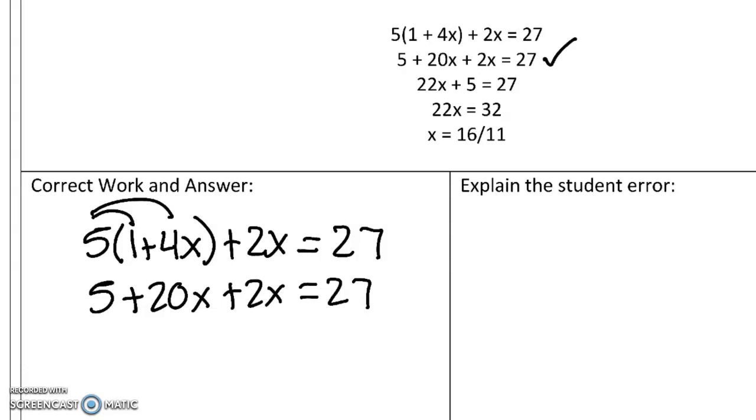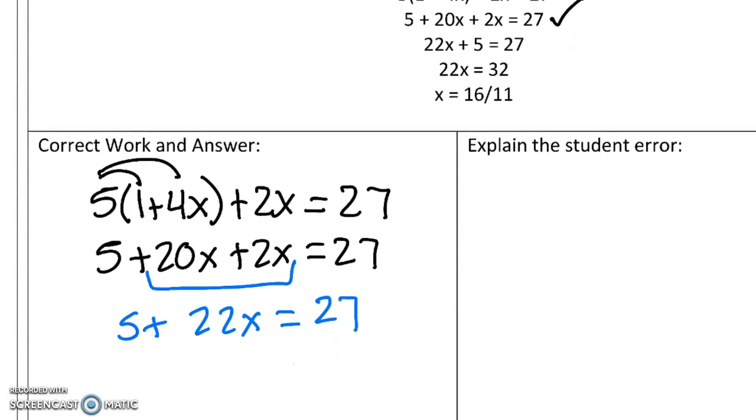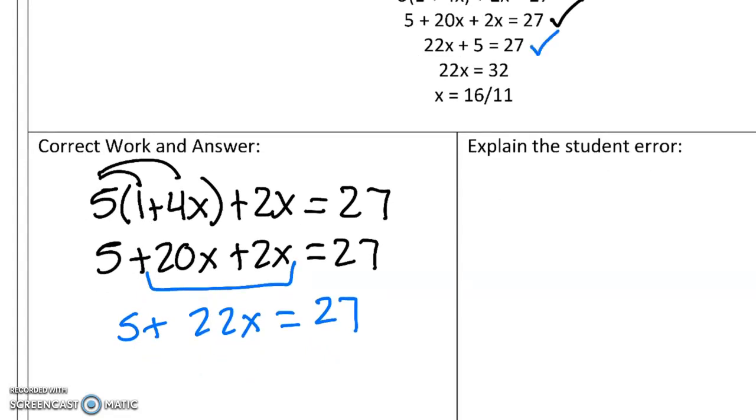Now what? Combine. Combine like terms. What do I get? 22x plus 5 equals 27. Is it okay that I wrote it in a different order than you? Yeah. Okay. So does their work match my work? Yes. It's okay that it's in a different order? Mm-hmm. Okay.